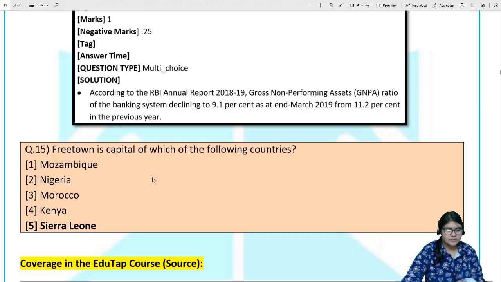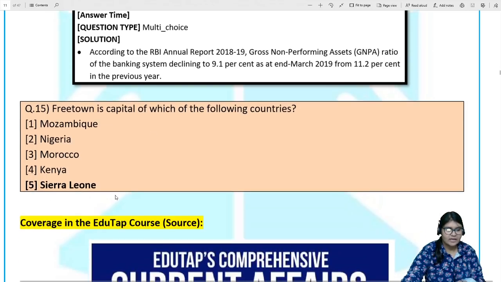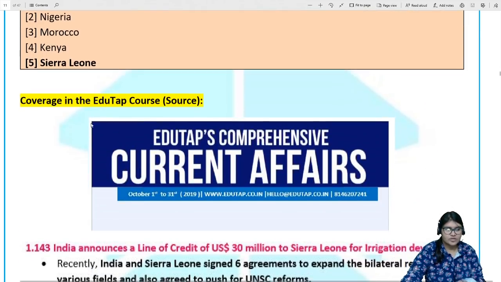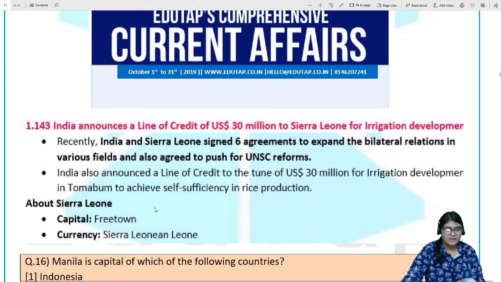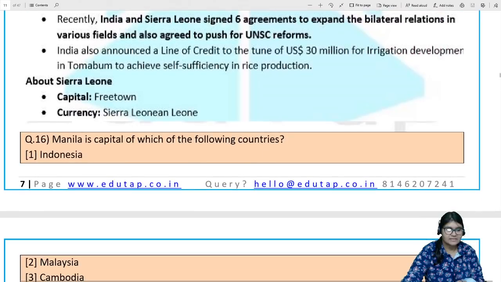Next, Freetown is capital of which of the following countries? And the answer for this particular question is Sierra Leone. Okay, here you can see this was in news in the month of October again. So India announced a line of credit here, and that's the reason you can see that very clearly capital Freetown is given, currency is also given. So this was there in the monthly magazine.